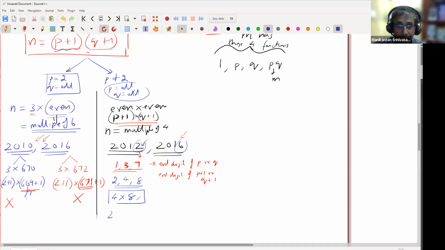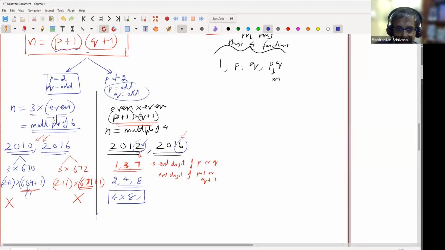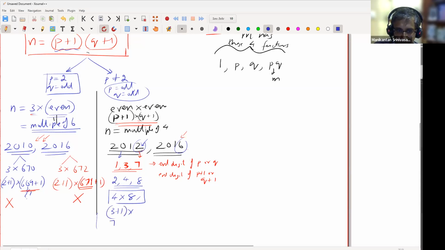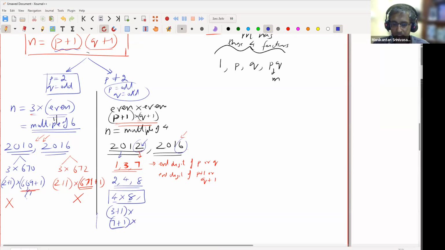Actually, we should cover 8 also. So we should cover 7 plus 1, 8 times something. I tried 3 plus 1 times something and it didn't work. Next, I should try 7 plus 1 times something, because I want to go in order, ending in 4 or ending in 8. So the smaller prime number could be 7. 8 times what? Is 2012 a multiple of 8? No. 2000 is a multiple of 8, therefore 2012 is not a multiple of 8. Therefore, I don't have to check.